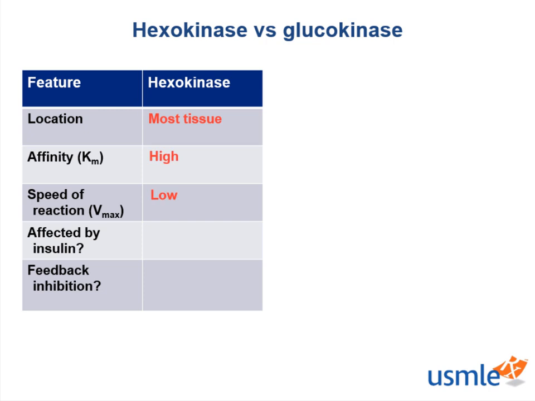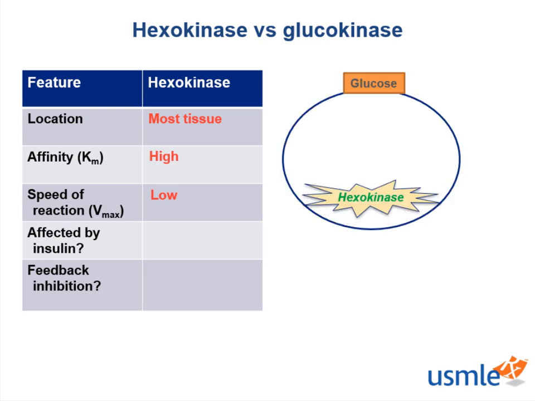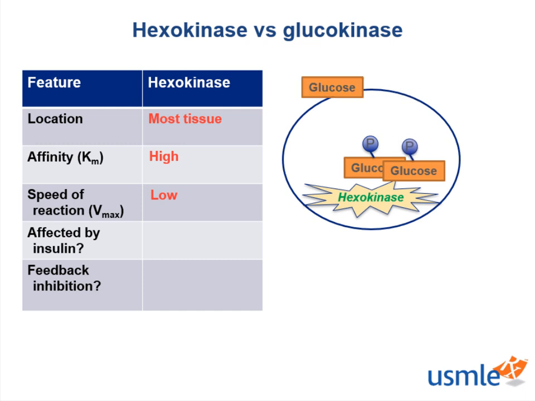Hexokinase has a high affinity for glucose, but has a low maximum reaction rate. This means that the concentration of glucose needed for this enzyme to be used is relatively low since it has a high affinity, but the speed at which a reaction occurs is pretty low due to its low Vmax. Hexokinase is not affected by insulin, but does receive negative feedback from high amounts of glucose 6-phosphate.